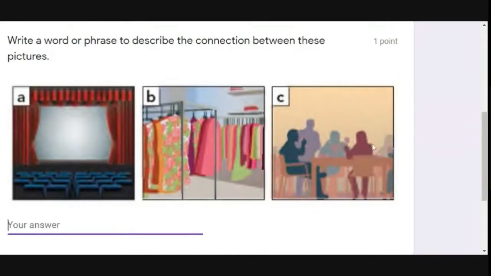Okay, so what is the thing that can connect these three pictures? Shopping mall. Okay, when you go to shopping mall, you will have all these three places, right? Some shopping mall has cinema. Okay, all the shopping malls sell clothes and they have restaurants or cafe, right? Okay, what else? Okay, so I shall say shopping mall. What else? Or maybe what kind of activity is this?